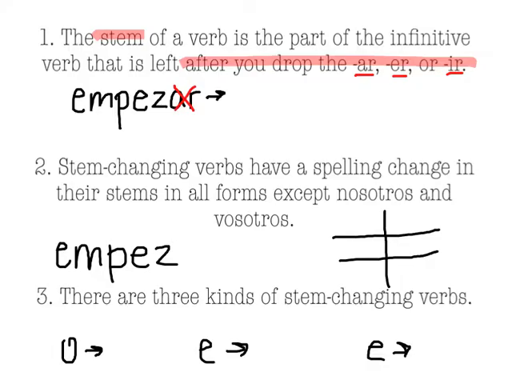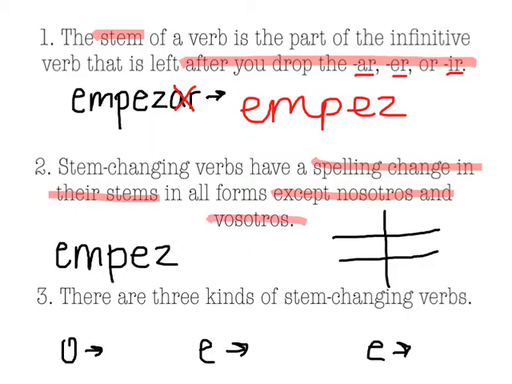So with the verb empezar, remember empezar means to begin or to start. We take off the AR, and our stem would be empez, E-M-P-E-Z. And this sets us up to add the appropriate endings. Rule number 2. Stem changing verbs have a spelling change in their stems in all forms except nosotros and vosotros.